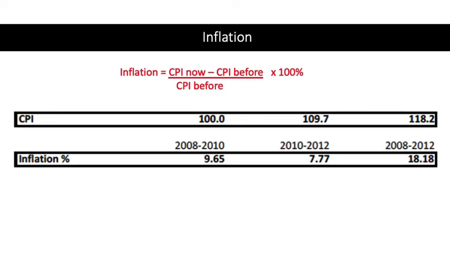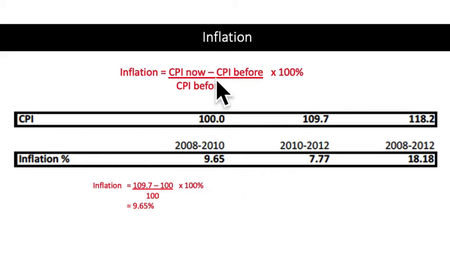The next question asks us to calculate inflation. And so our inflation formula is to get the CPI now minus the CPI before, divided by the CPI before, times 100%. That could also be spending now minus spending before divided by spending before times 100%. But for our purposes, we'll use the CPI values. And so if you look at this chart here, you'll see our CPIs were 100, 109.7, and 118.2, which were calculated in the previous question. And so how do I get these values of 9.65%, 7.77%, and 18.18%?